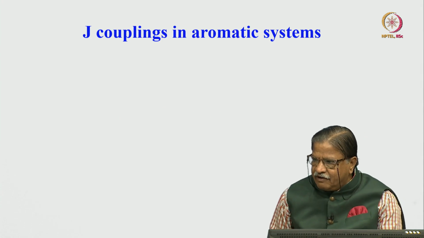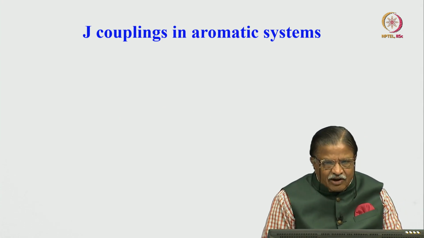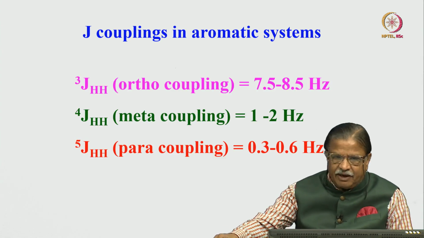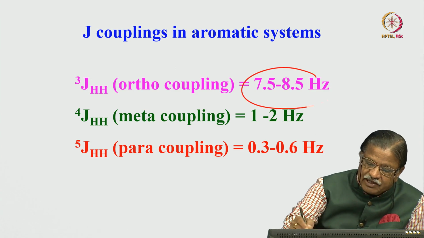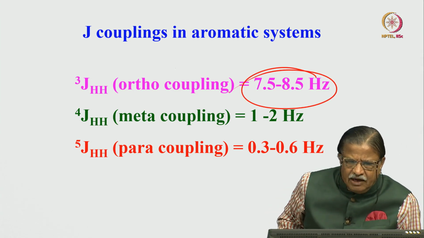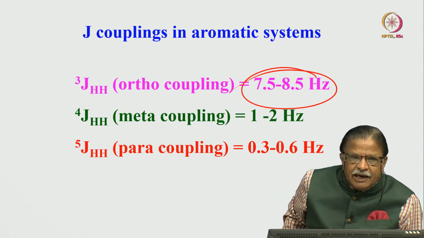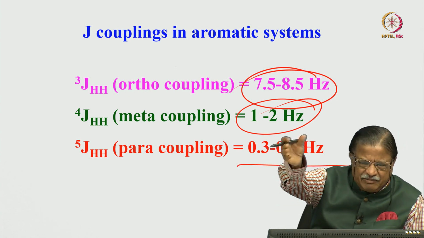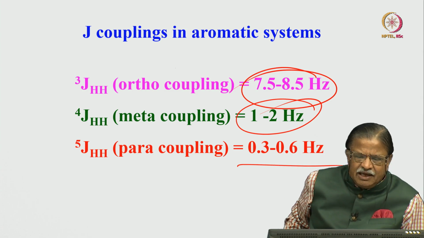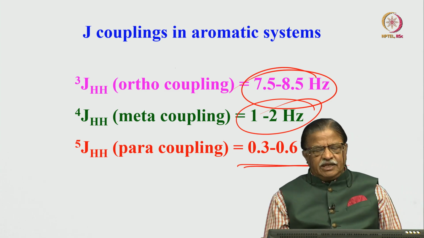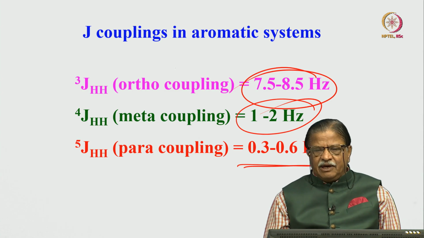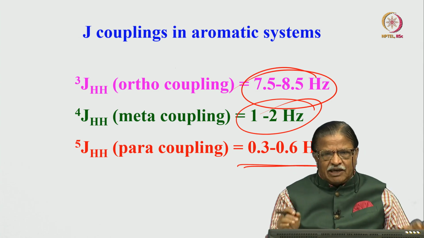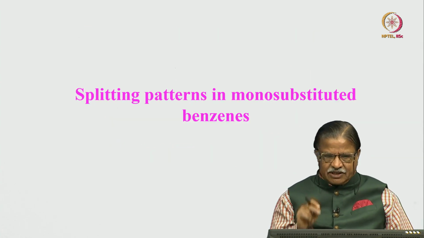Before going further, please always remember, if I have aromatic protons, especially benzene rings, this is the order of coupling we should remember. Ortho coupling in benzene is between 7.5 to 8.5 Hertz. It could be anywhere around that. Meta coupling is 1 to 2 Hertz. Para coupling can go from 0.3 to 1, even sometimes 1.5. That is okay, approximately we can say less than 1 Hertz. This is a 5 bond coupling para, 4 bond meta, 3 bond ortho coupling. This information is needed if we want to analyze the proton spectrum of aromatic systems.